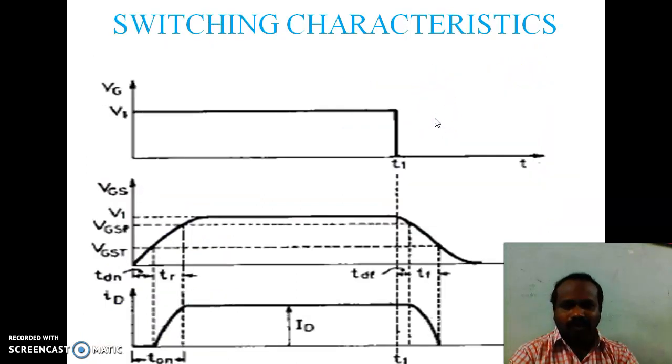This diagram shows the switching characteristics. So MOSFET is a voltage control device. So in order to control the operation of the MOSFET, we are applying the gate voltage. This is the gate voltage. After this gate voltage, we are increasing the gate to source voltage. So this graph shows gate to source voltage, and this graph shows the drain current.